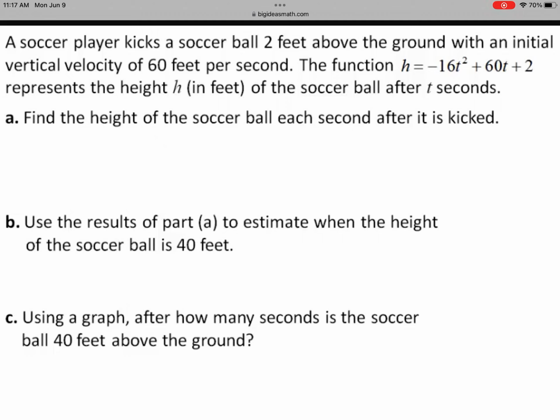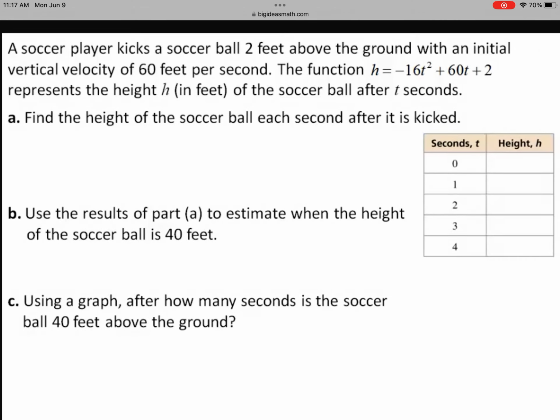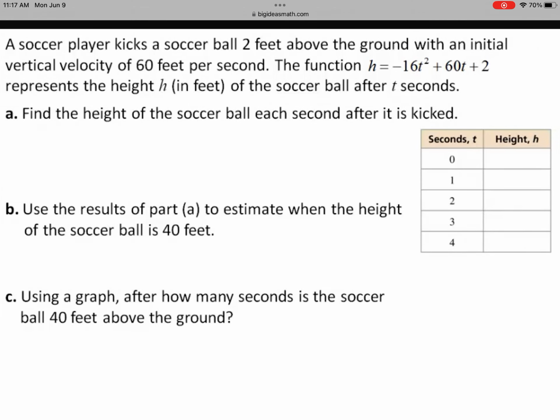First, make a table of values starting with t equals 0 seconds using an increment of 1. Continue the table until a function value is negative. Substituting 0 for t in the function h gives h equals 2. Similarly, when t equals 1, h equals 46. When t equals 2, h equals 58. When t equals 3, h equals 38. And when t equals 4, h equals negative 14.